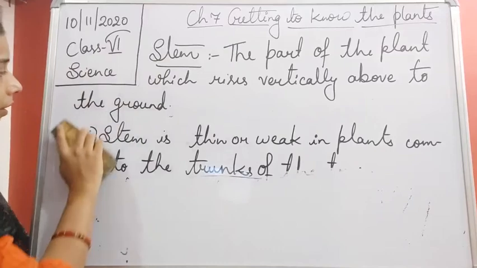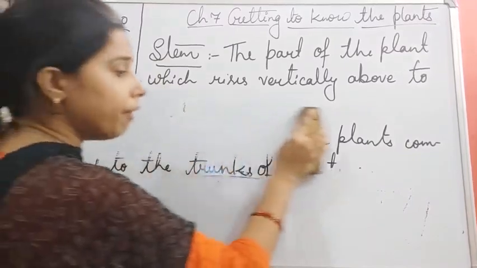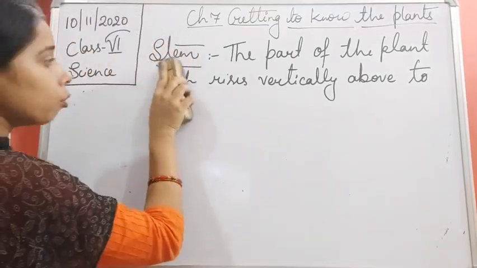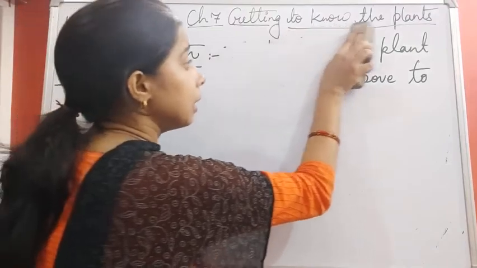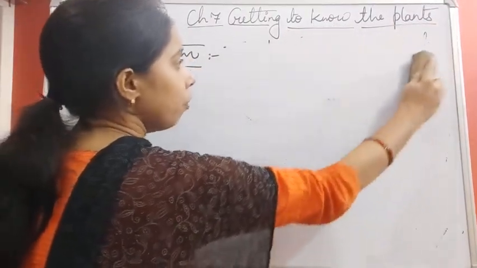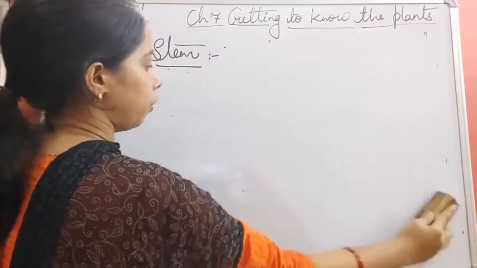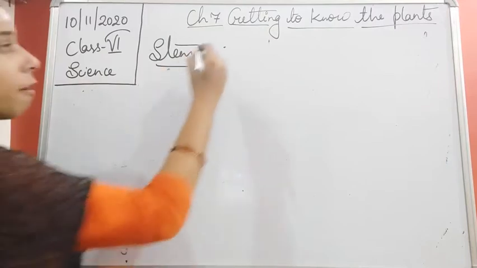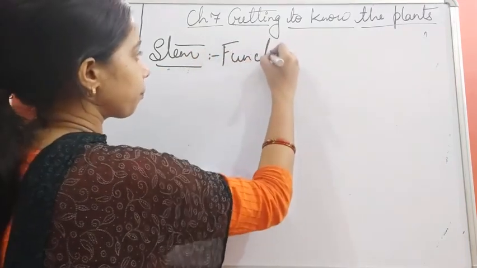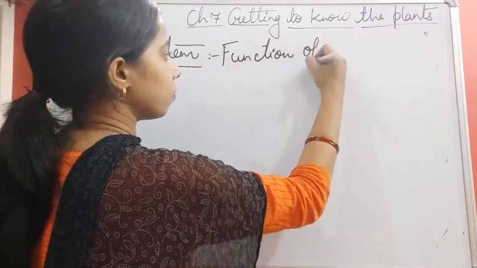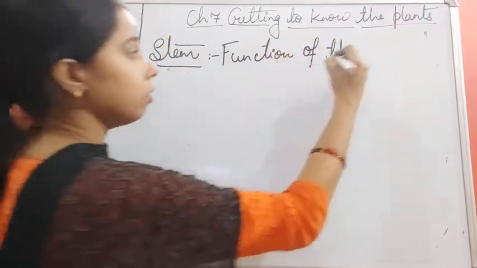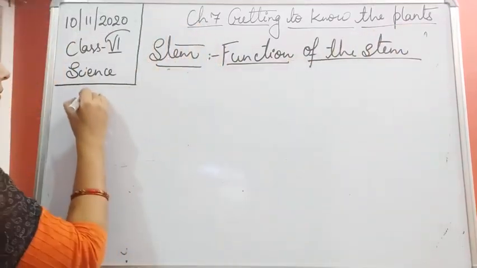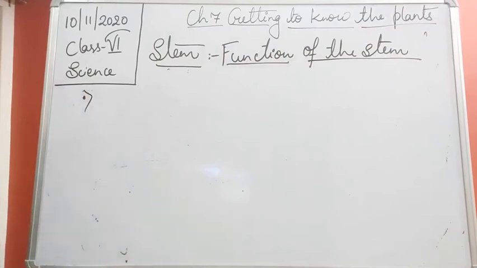If the root has a function, then the stem also plays a very important role in the plant. Not only holding the uppermost part of the plant, but in other cases also it is very helpful, a very important part of the plant. So let us discuss the function of the stem.